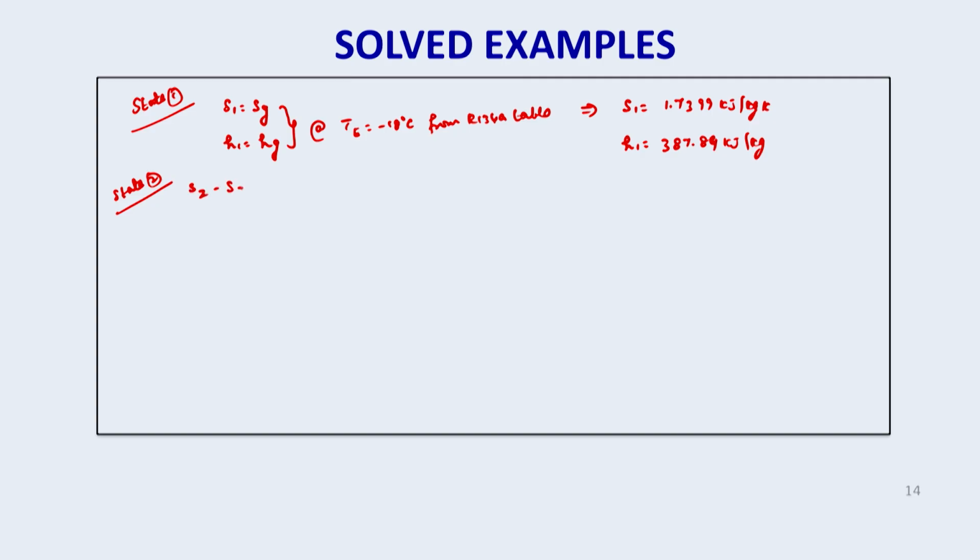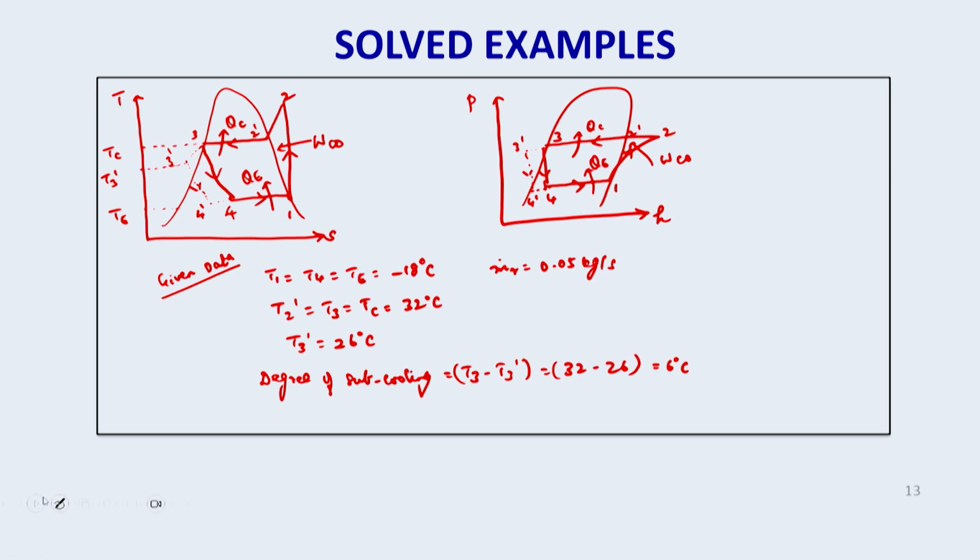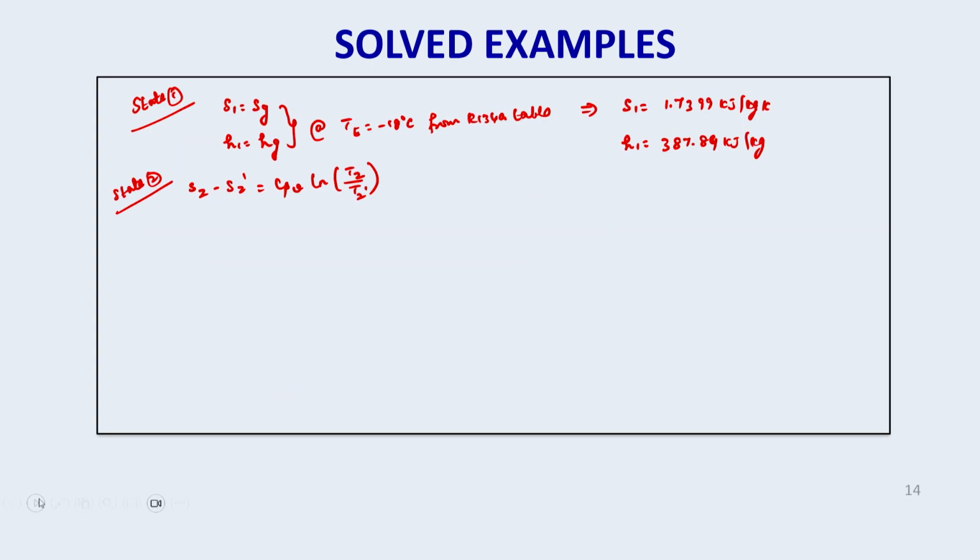S2 minus S2 dash is equal to Cp of vapor into ln of T2 by T2 dash. If you see this diagram, this temperature is unknown. T2 is not known. Let me write it: this is the temperature T2, that we have to determine. So this is unknown. S2 minus S2 dash.